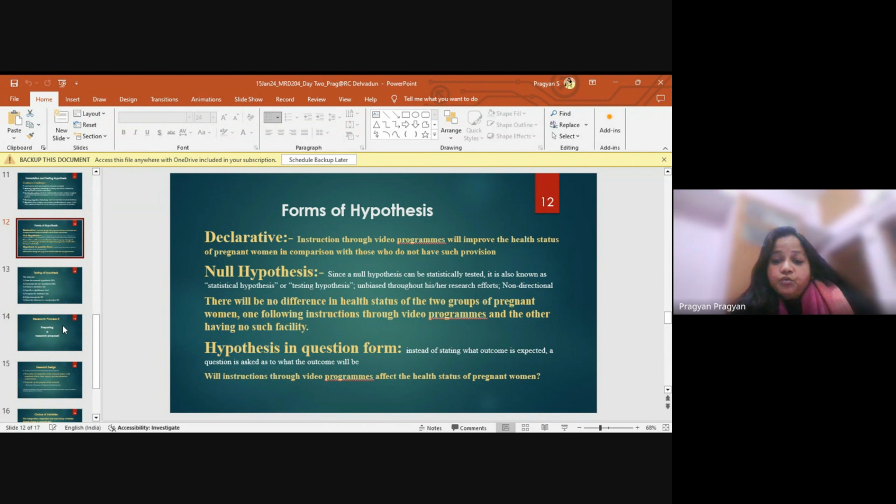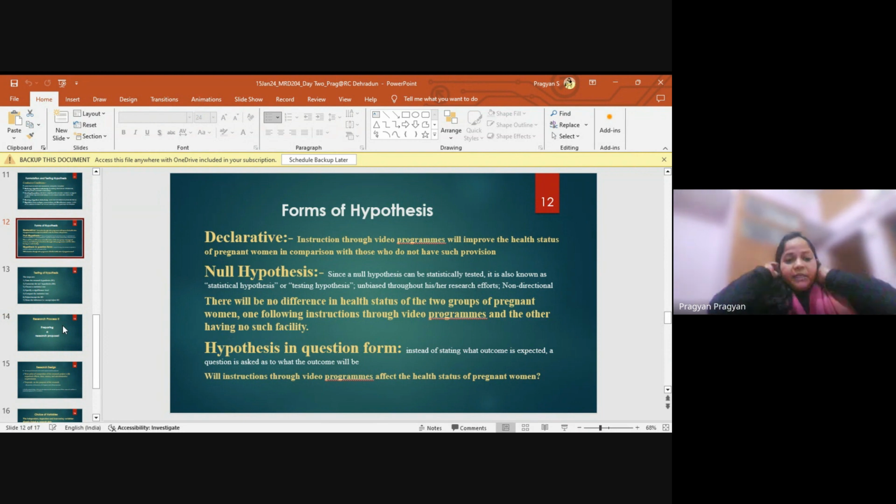In the findings, you can find out that no, instruction through video programs doesn't affect the health status of pregnant women in considerable terms as compared to those women who don't have access to those audio-visual health awareness programs. Simultaneously, you can also state it in assertive terms: yes, instruction through video programs affects the health status of pregnant women as compared to those who don't have access to those audio-visual health awareness programs.